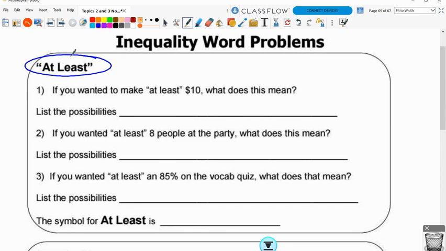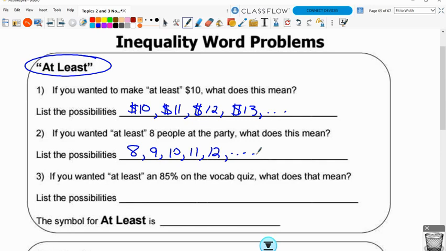So in question 1, if I said I wanted to make at least $10, what does that mean? What are some possible dollar amounts that I would be happy making? Well, if I wanted at least $10, that means that if I made $10, that would be good. But I'd also be happy with making $11 or $12 or $13, etc. So notice it's $10 or more. Example 2, if you wanted at least 8 people at the party, what does that mean? Okay, at least 8 people. Well, you'd be happy if 8 people showed up, but you'd also be happy with 9 people, 10 people, 11 people, 12 people, etc. All right, so 8 people or more.